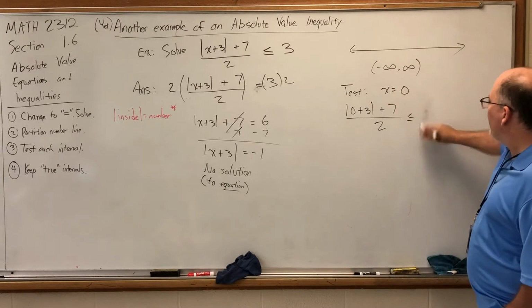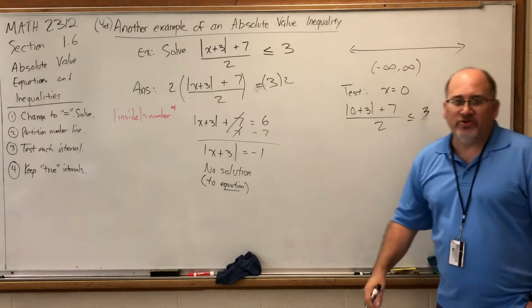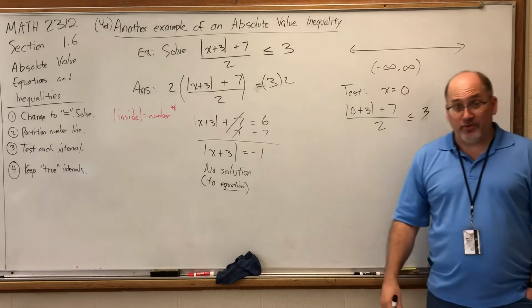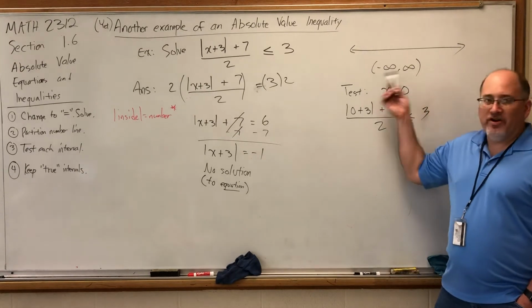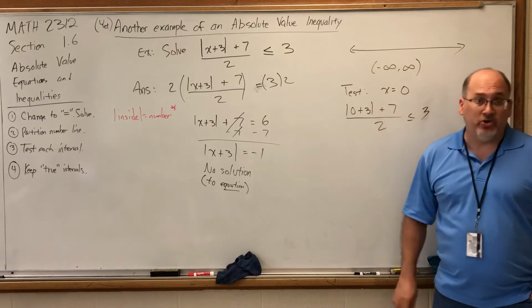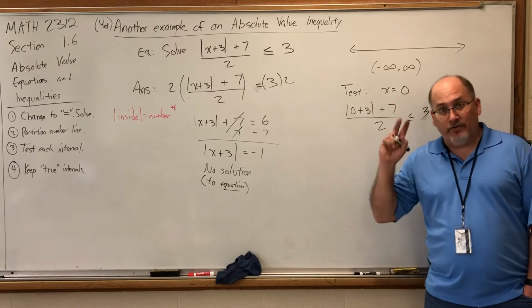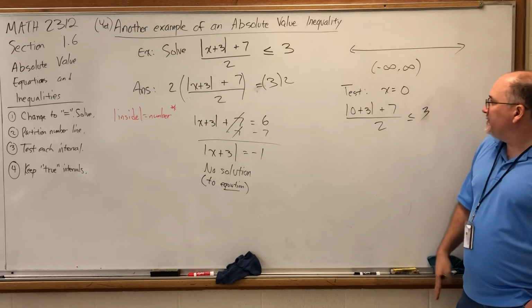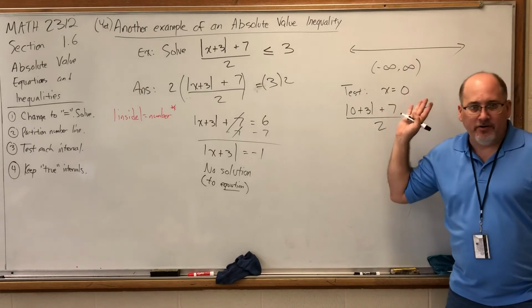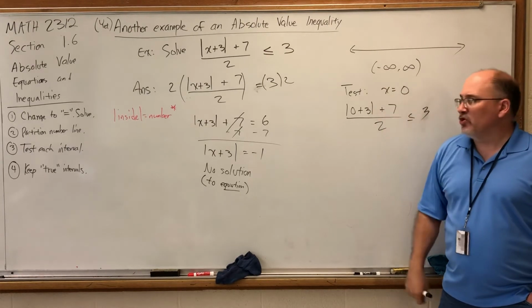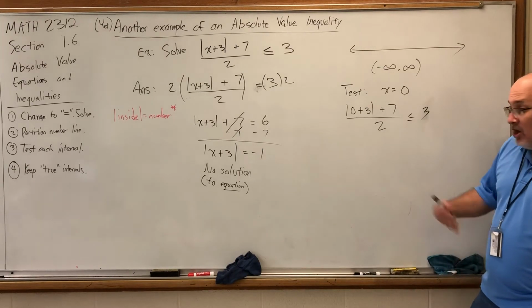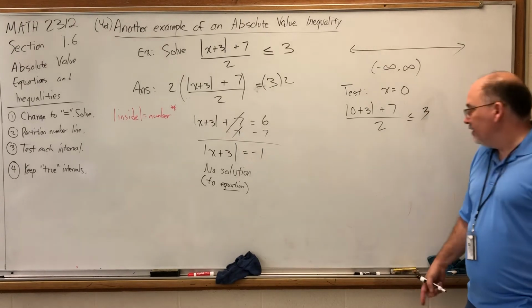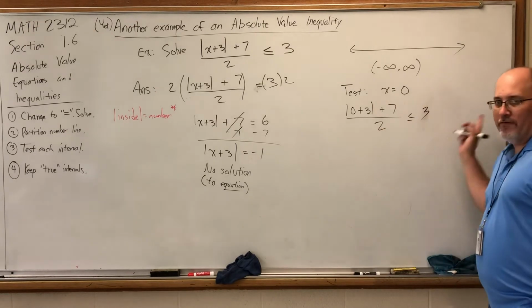Excuse me, this is a 3 over here. One of two things will happen. This will be true or this will be false. If it's true, that means that every number on the number line is a solution. So the solution would be all real numbers. If it's false, that means nothing on the number line will make it true. So the solution would be no real numbers. So at the end, it's either going to be all or none, depending upon whether this is true or false.